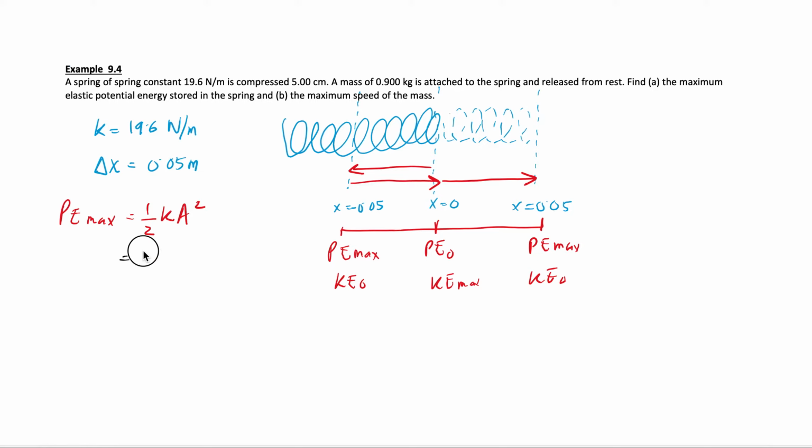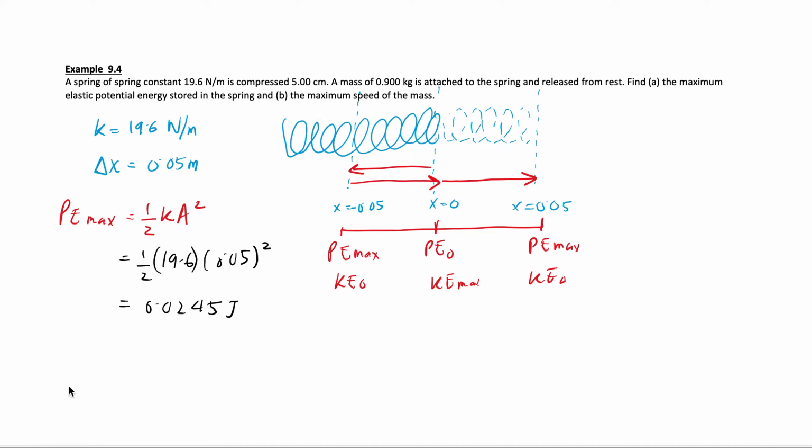So just substitute that. k is 19.6. Your maximum amplitude is this guy, right? 0.05 squared. Always change to SI units before you use it in your equation. So that it gives you 0.0245 joules. Okay, so now it says find the maximum speed of the mass.